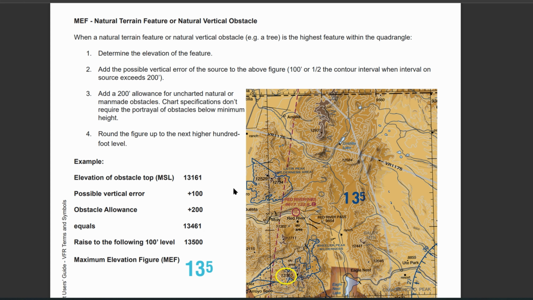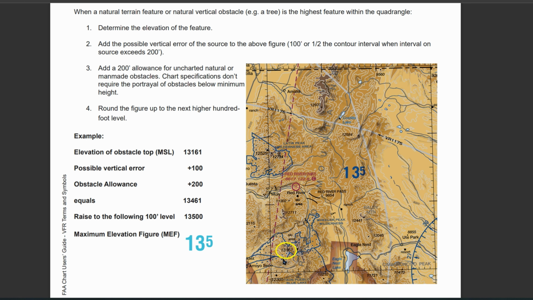Now, let's talk about the maximum elevation figure for natural objects. So you're going to want to take the elevation again. You're going to add 100, but this time there's an extra step. You're also going to add 200 after that. From there, you'll round to the nearest 100, and then you can omit the last two zeros. So this one would be 13,500 feet for our maximum elevation figure.